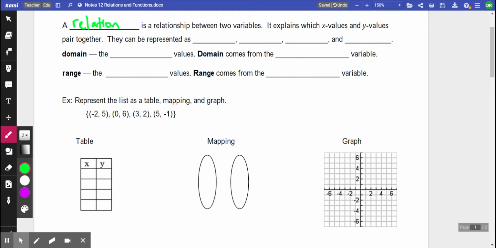They can be represented as lists, mappings, and what we'll use most often will be tables and graphs.